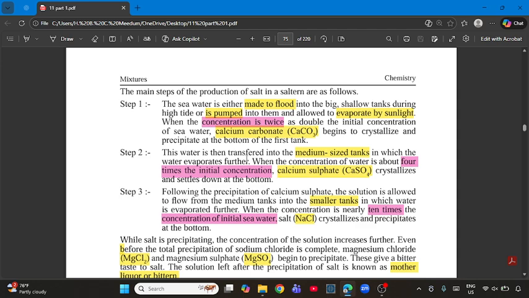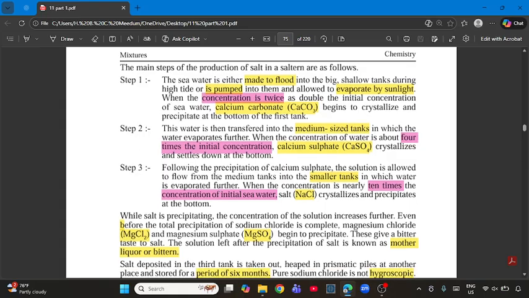After calcium carbonate precipitates, the water has to be transferred into medium-sized tanks as step 2, and there the evaporation happens further and the concentration of water becomes about 4 times the initial concentration. When the concentration is 4 times the initial seawater concentration, what gets precipitated? Calcium sulfate crystallizes and settles down at the bottom.